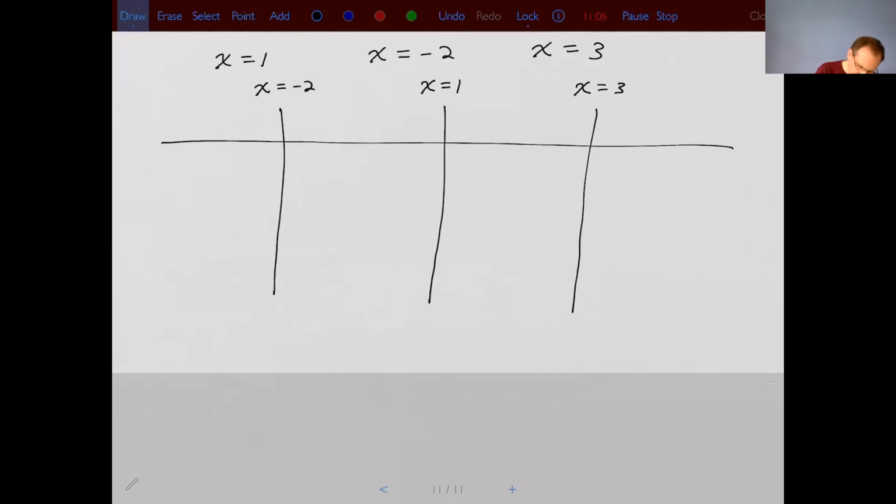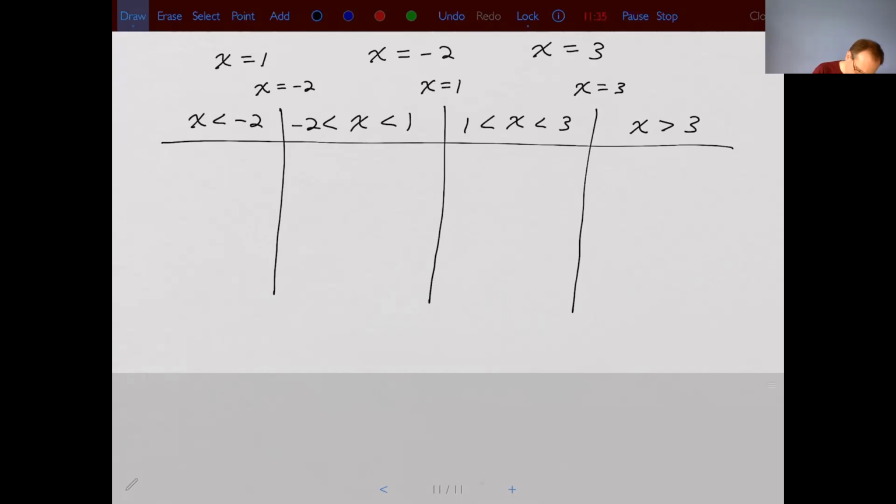So the first interval would be anything over here to the left, when x is less than negative 2. The second interval will be between negative 2 and 1, so I'll say x is greater than negative 2 and less than 1. The third interval will be any values greater than 1 but less than 3. And finally, the fourth interval is anything x greater than 3.